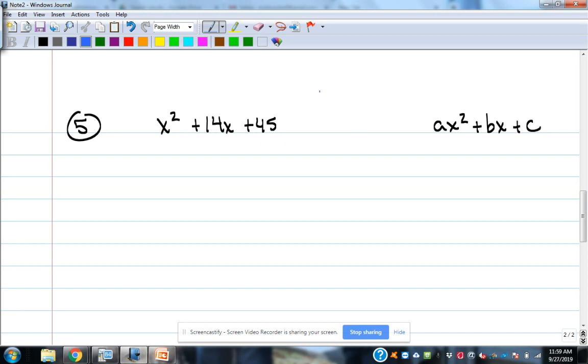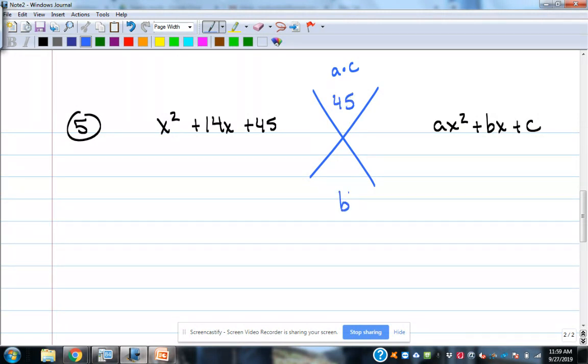So the way you set up your X, just make a big X. On the top, you're going to multiply a times c, and a is always the number that's in front of x squared. C is always the constant that's on the end. Okay, so for our problem, what's a? 1. So we're going to say 1 times 45, and the 45 is going to go up top, to the top part of the x.